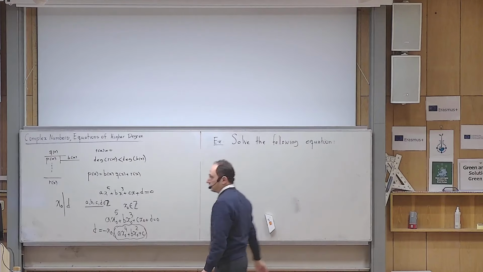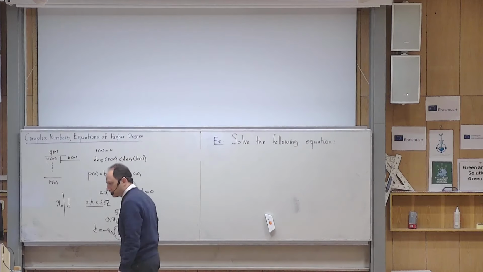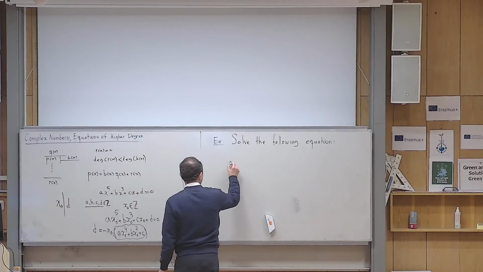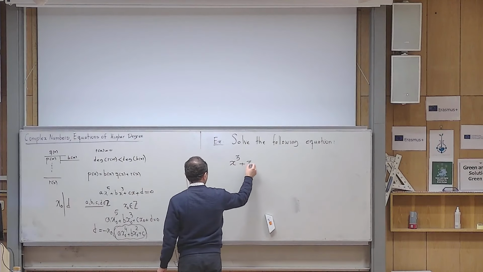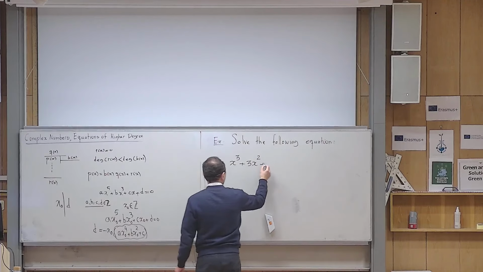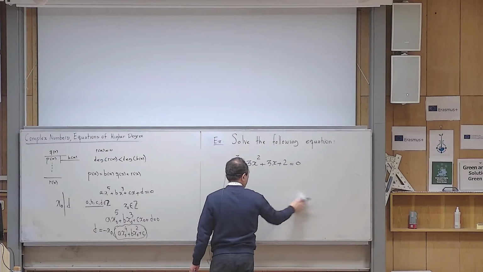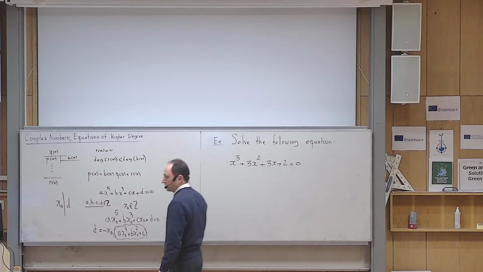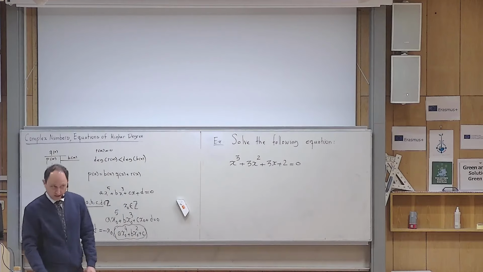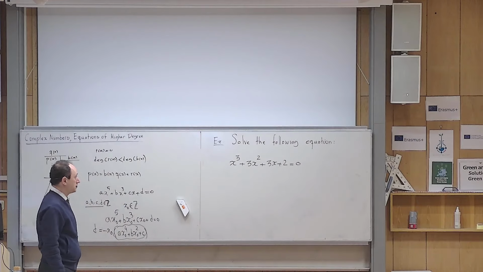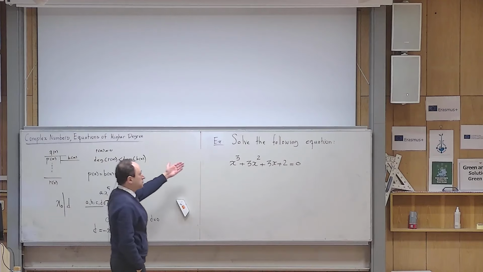Yes? So the following equation is this: x to the power of 3 plus 3x to the power 2 plus 3x plus 2. Even if you can factorize it, don't use that method, okay? If you are creative enough to be able to factorize it, don't use that method. I want you to learn this new method. This is a question you should expect.